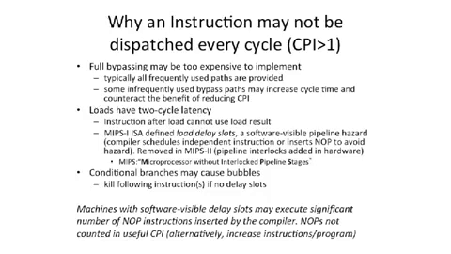Another good reason why CPI might be greater than 1 is we have conditional branches, which can cause bubbles. So these were all the control hazards we've been talking about up to this point. And you have to kill the instructions if you don't have some sort of delay slots.